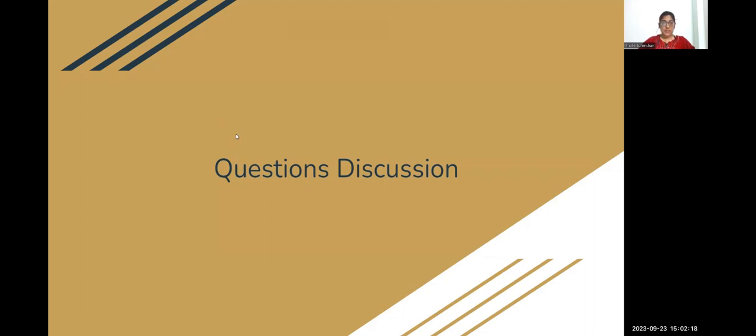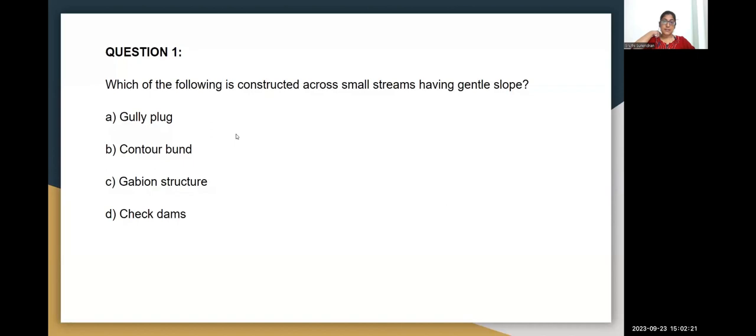Okay, so the first question is, which of the following is constructed across small streams having gentle slopes? Is it a gully plug, a contour bund, a gabion structure, or are they check dams?